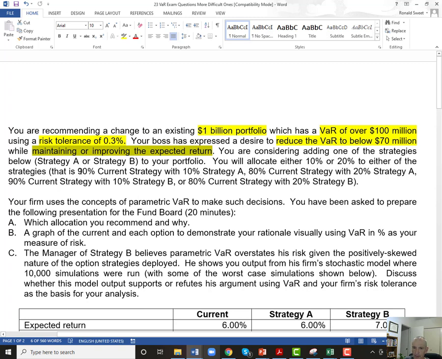You have your current strategy, but you're also looking at strategy A and strategy B. And so what you've decided is we'll put either 10% or 20% in A or B. So we're either going to do 90% current strategy and 10% A, 80% current strategy and 20% A, 90% current strategy and 10% B, or 80% current strategy and 20% B. You notice she's not letting you allocate to both A and B. We'll look at that and see when we build it in Excel which of those might be an even better answer. So you'll have to set this up and do the math.